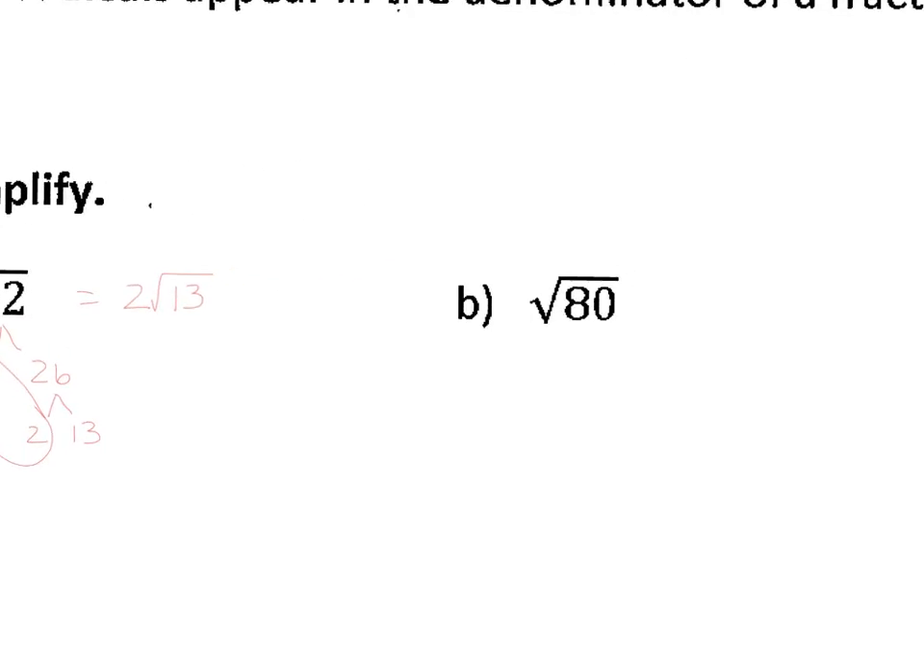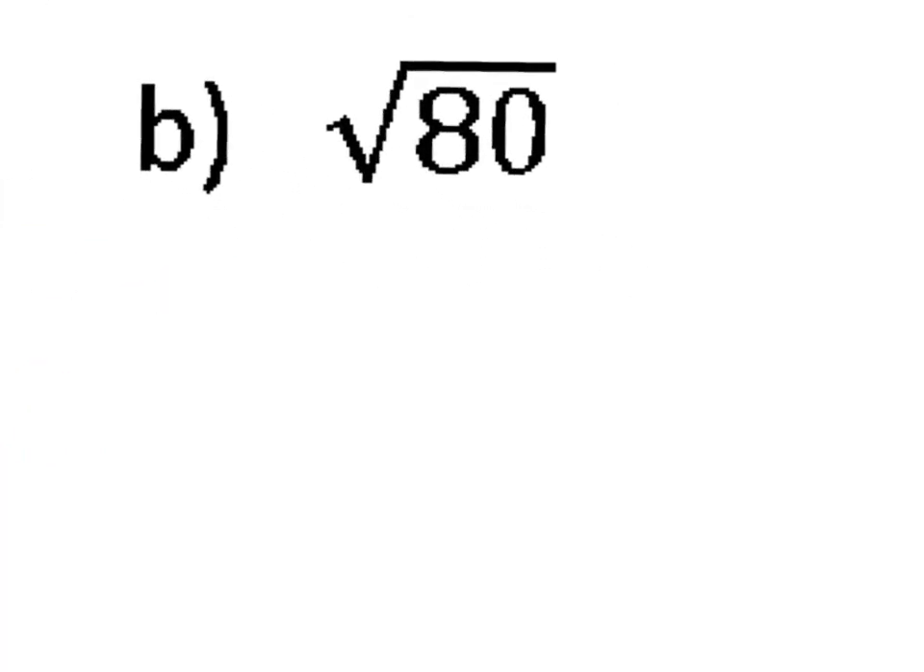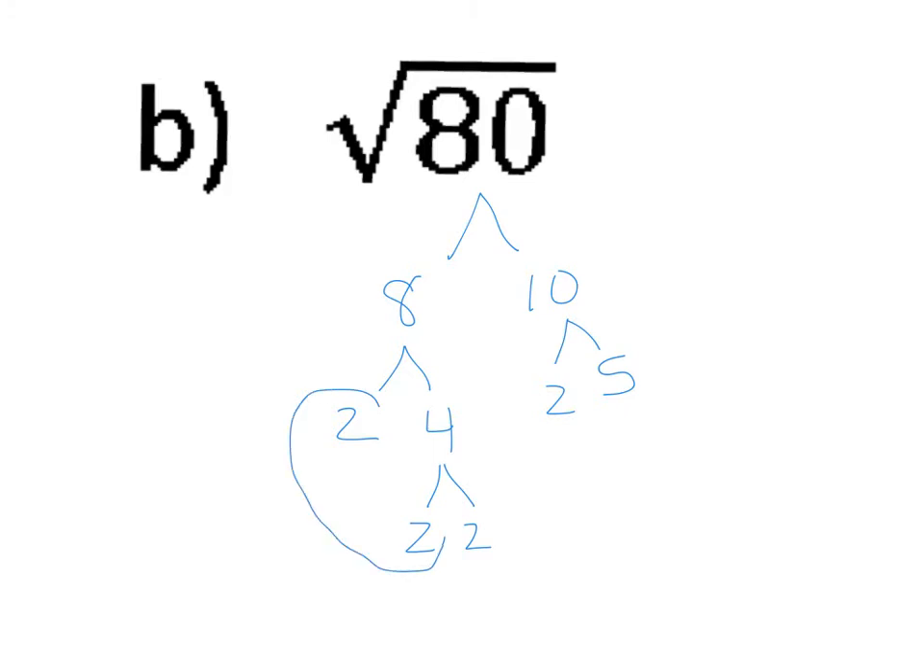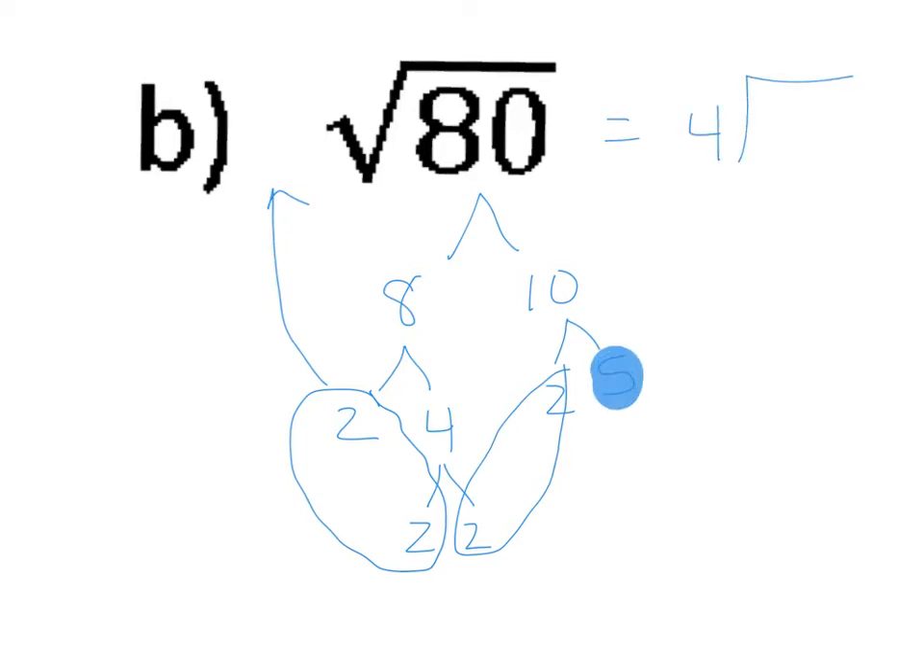Okay, so if we go to B here, again, B is the same thing, a review of what we did. I'm going to break this one down to 8 and 10, and then 8 would go to 2 and 4, 4 would go to 2 and 2, and then that 10 will go to 2 and 5. So again, we're pairing them up, right? Pair of 2s, pair of 2s. Those move out, so I have 2 times 2 or 4 on the outside. And then I have this poor little guy right here, doesn't have a buddy, so we're going to have a 5 left over on the inside. So that's kind of a brief review of what you know so far about square roots.